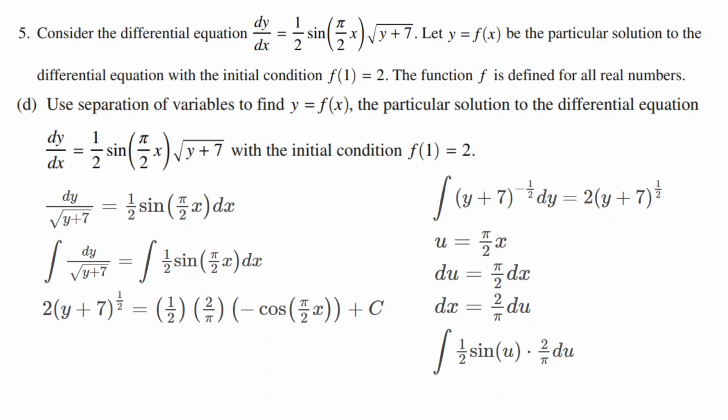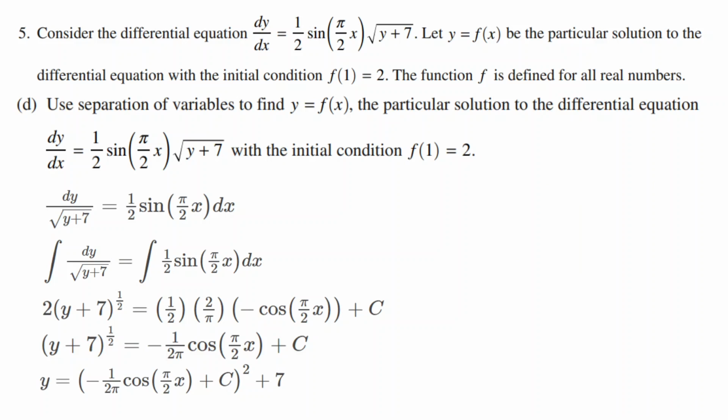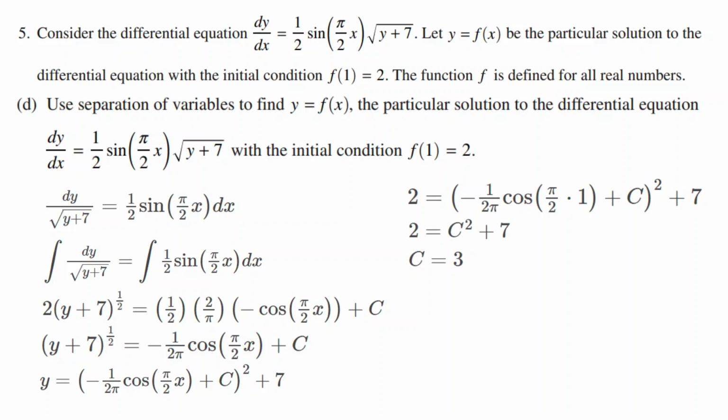Next, we isolate y. Divide both sides by 2. C is a constant, so we don't have to put divided by 2. It just remains a constant. Next, on both sides, we square everything and then add 7 to it. We then plug in 1 and 2 as x and y to find c. After simplifying this, we find out that c equals 3. We get our final answer from this.